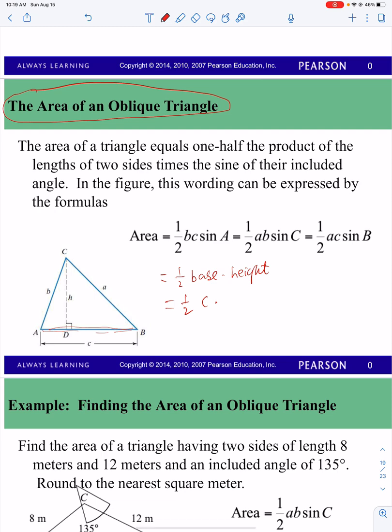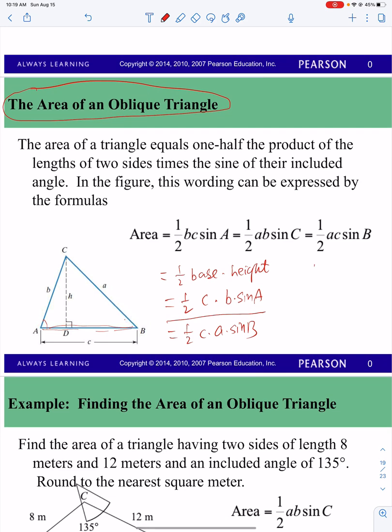For the height, you can use what? B times sine A. Yeah. So B times sine A, or you can use what? You can use A times what? Sine B. Do you remember? So what will be the sine A? Sine A is H over B. So H will be B sine A. Okay, so what will be sine of B? Is H over A. So H equal to A times sine B.